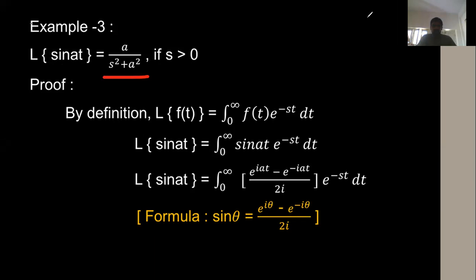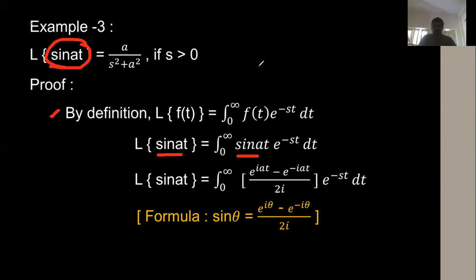Okay, right. So we know that by definition, Laplace transform of f of t is equal to the integration from 0 to infinity of f of t e power minus st dt. So now we have to find the Laplace transform of the f of t function. What is this f of t function? It is nothing but your sin at. So in place of f of t, you have to substitute sin at.